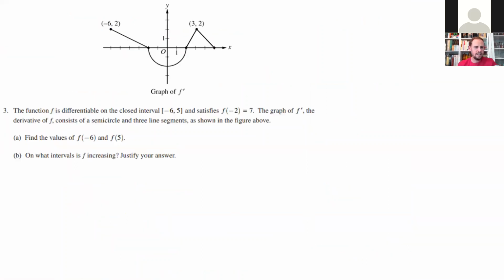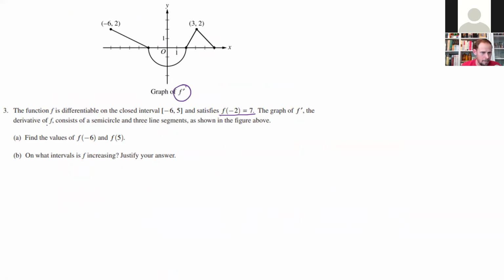All right, the next problem. They love these problems on the AP exam. Love to give you a graph of either a function or a derivative or a second derivative or whatever derivative, and then ask about anything about it at all. So the function f is differentiable on the closed interval from -6 to 5, and satisfies that f of -2 is 7. So we have one value of f, and this is f prime up here.